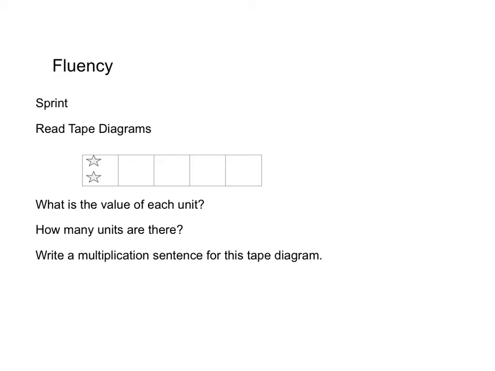This morning what we're going to start with is reading tape diagrams. And so we're going to look at this tape diagram. And the first question there is, what is the value of each unit? And as you look at that, you should be able to see, well, there are 2 stars in that first unit. So the value of each unit is 2.